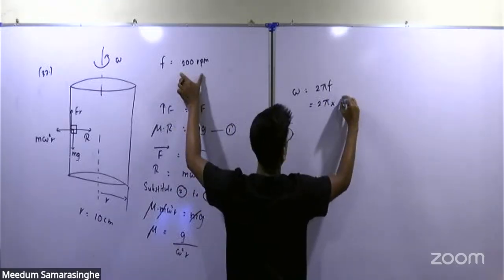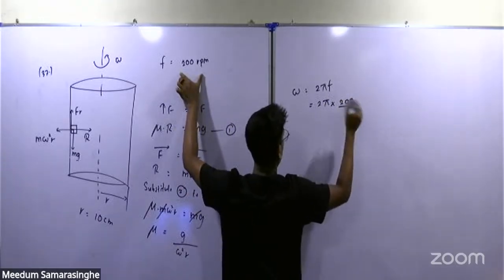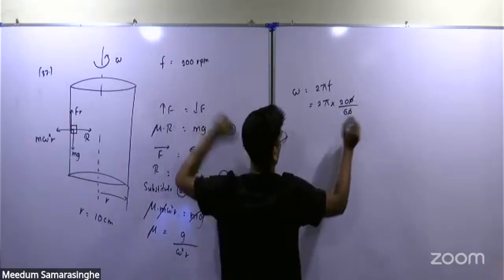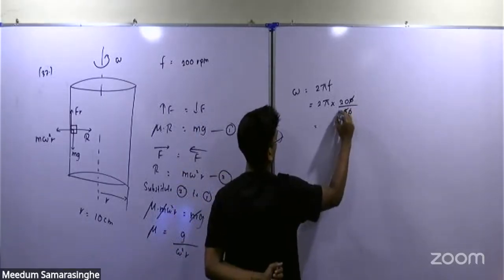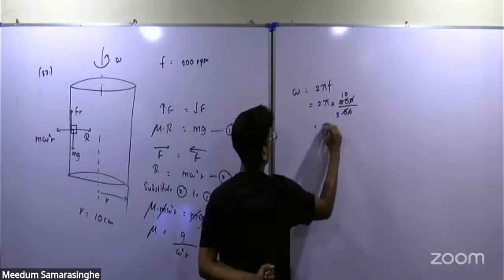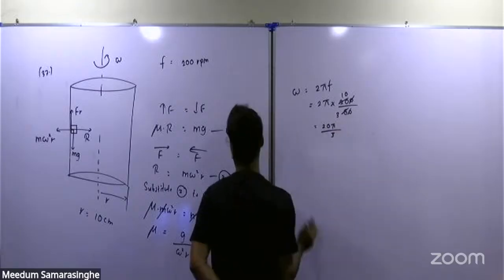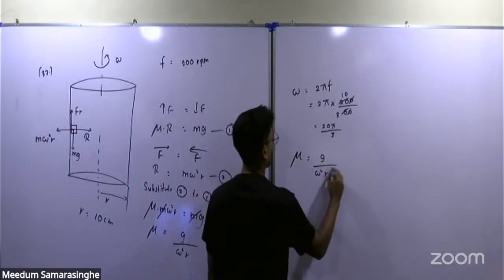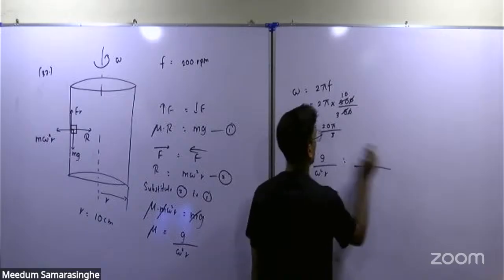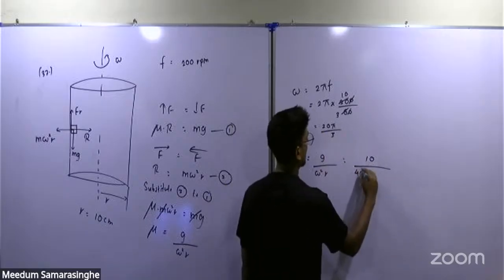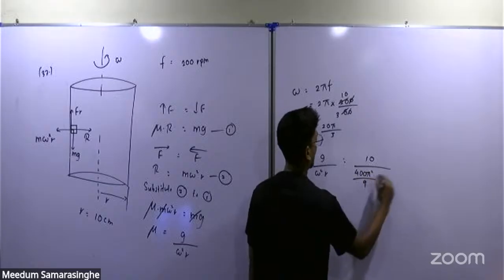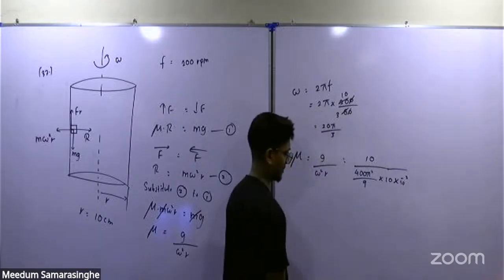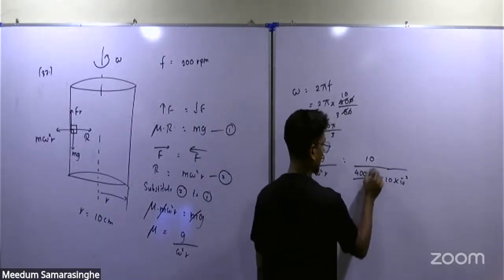Frequency is 200 revolutions per minute. To convert into revolutions per second, you need to divide it by 60. So omega is 20 pi over 3. Now you can find mu. Mu is g over omega square R. g is 10. Omega square is the square of this, that is 400 pi square over 9. Radius is also 10 centimeter, that is 10 into 10 to the power minus 2. And they have given that pi square is equal to 10.